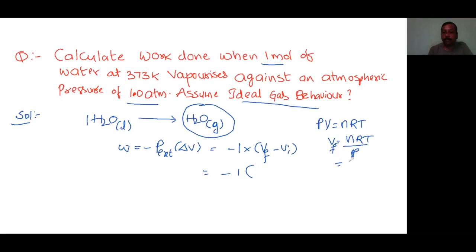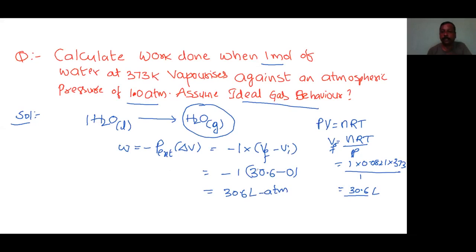So n will be 1 and R value 0.0821, and temperature is given 373 Kelvin, divided by pressure 1 atm. By simplifying that you will get 30.6 liter. Initially there is no gas, so V initial will be 0. So the work done will be 30.6 liter atmosphere.